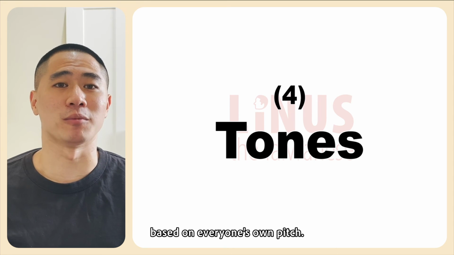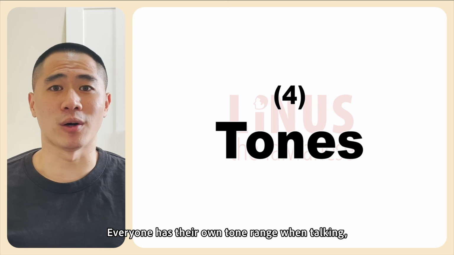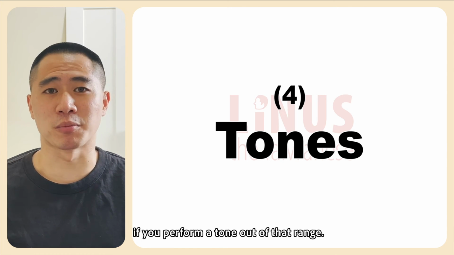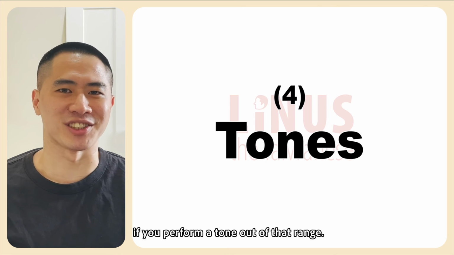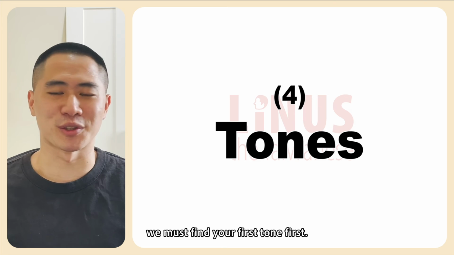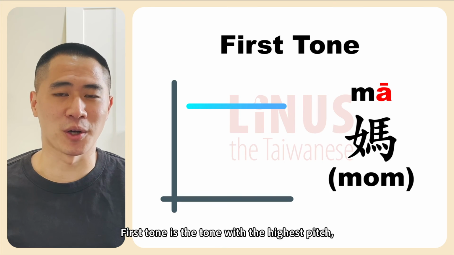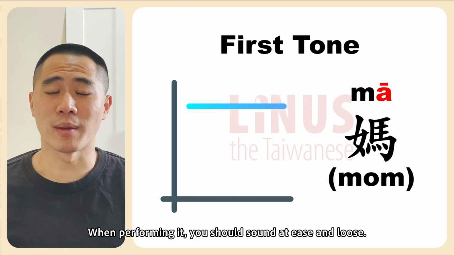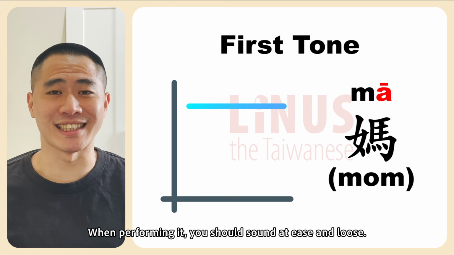Tones. There are 4 tones and 1 neutral tone in Chinese, and they correspond with each other relatively based on everyone's own pitch. Everyone has their own tone range when talking, and it would sound unnatural if you perform a tone out of that range. In order to establish your tone range, we must find your first tone first. First tone is the tone with the highest pitch, and it goes flat up there. When performing it, you should sound at ease and loose.